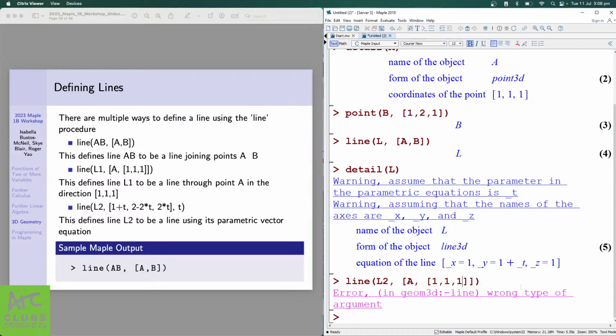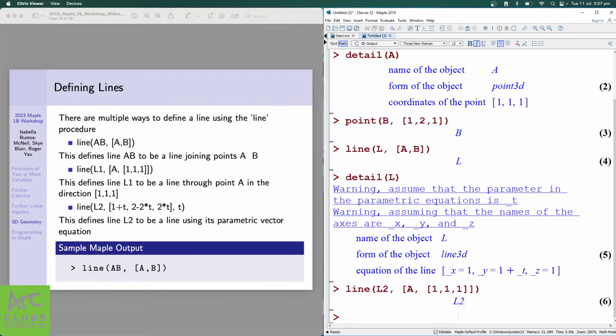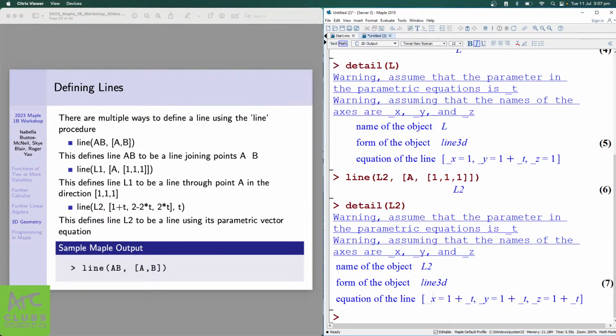Let's use a different one. Let's use 1, 1, 1. Okay. And here, Maple has created the line for me. And if I check the detail again, I'll be able to find its equation of the line.